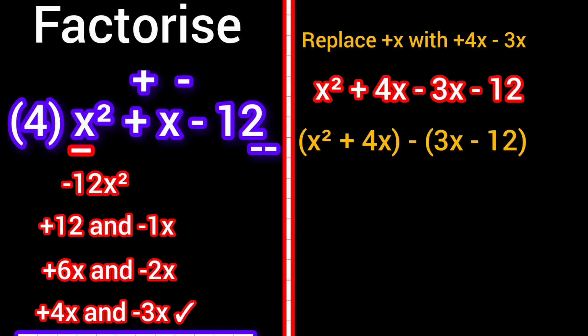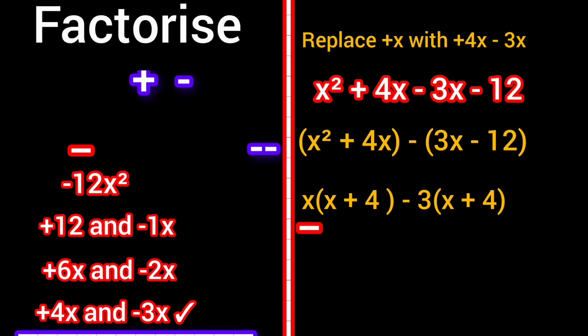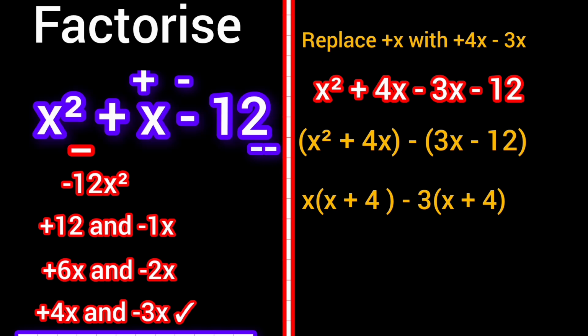When you check, both of them have x. So we are going to factor 1x out. We now have x plus 4 close bracket. Since 3 can divide itself and can also divide 12, we are going to have minus 3 outside. Then we now have x.